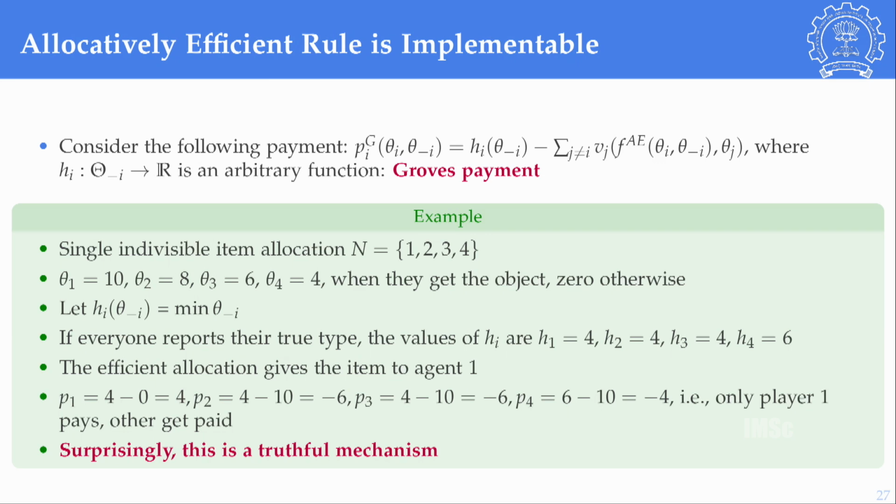And in particular, what is this property? Do you remember the properties of the payments? This mechanism is running into a deficit because the sum of the payments here is negative. We do not want a deficit mechanism, we want something which makes some profit, and that is why this particular mechanism is not a very interesting mechanism.